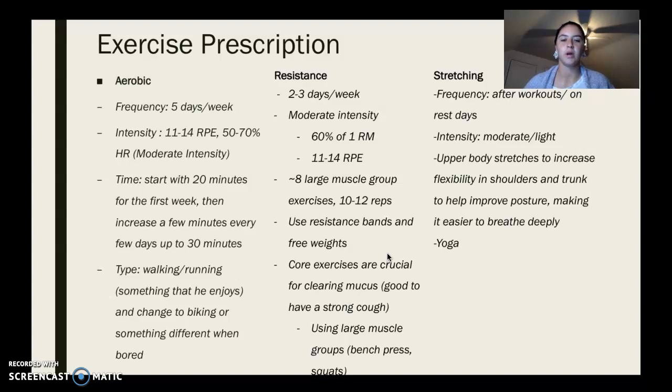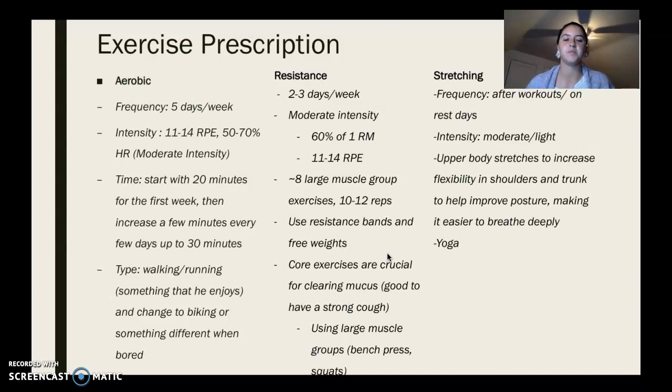He should be walking or running, which is what he enjoys doing. Maybe do a power walk at the beginning and then increase it up to his normal running pace once he's comfortable. And if he gets bored, he can change to biking or something different that he enjoys.